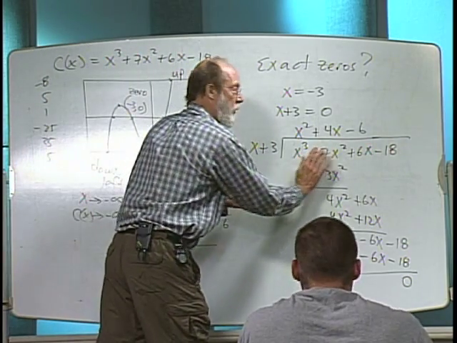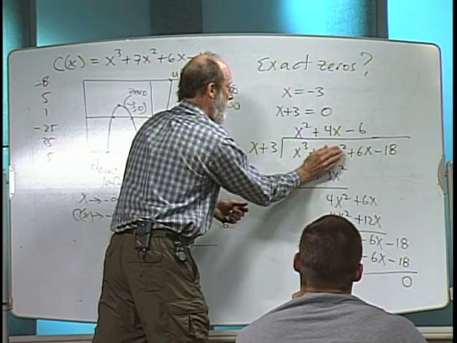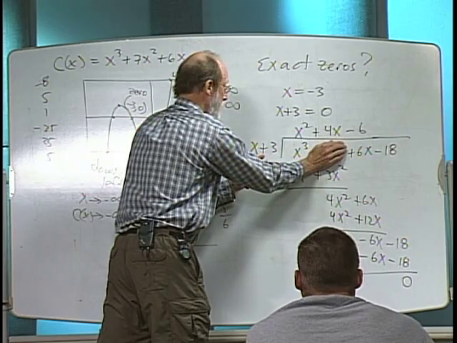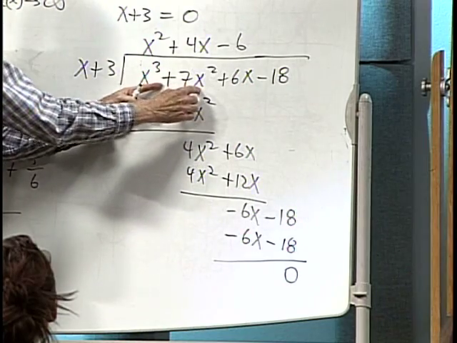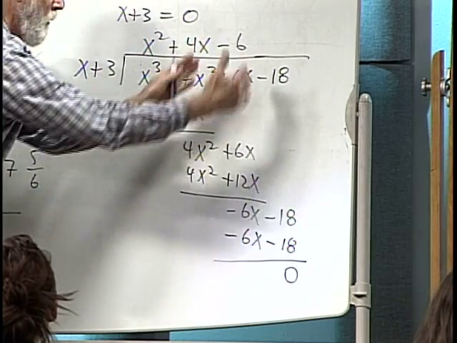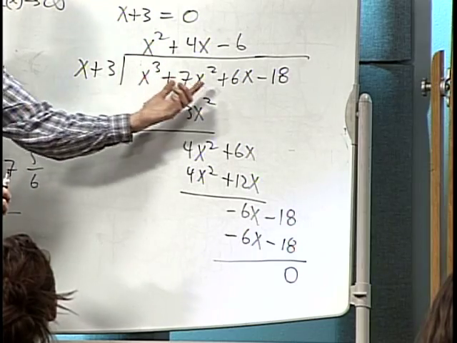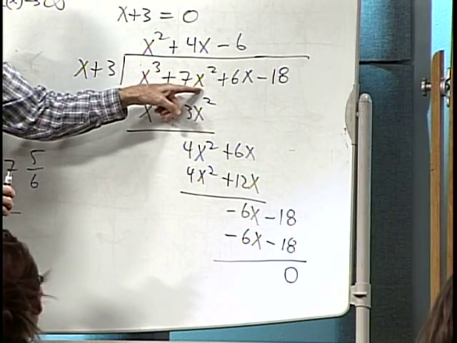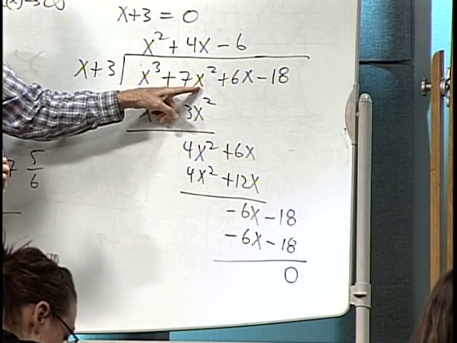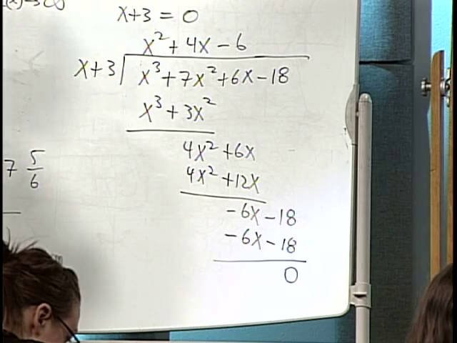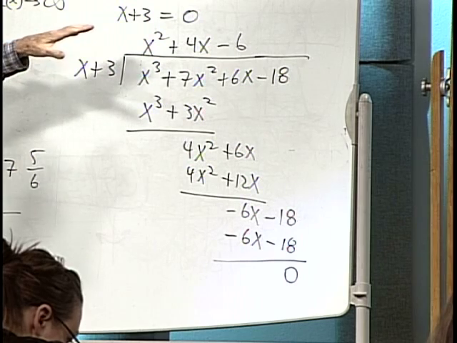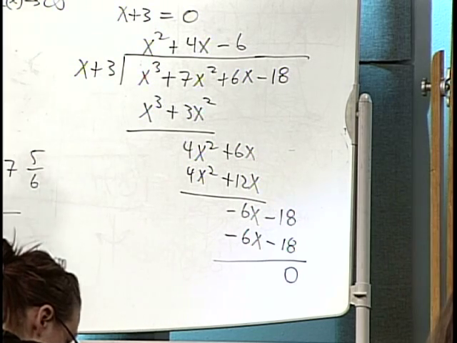If one of these terms was missing originally, like if there was no 7x squared in our polynomial, and you wanted to try long division, you would put plus 0x squared there as a placeholder to keep your division working properly. So if there's a missing term, you put 0 as a coefficient times the appropriate power. And if there's a remainder, you add it on.